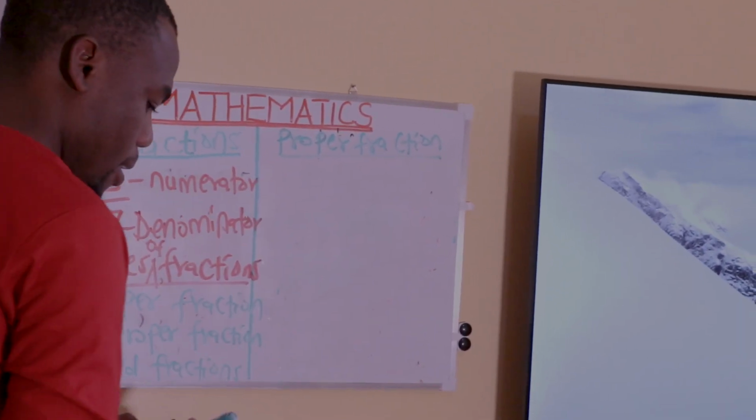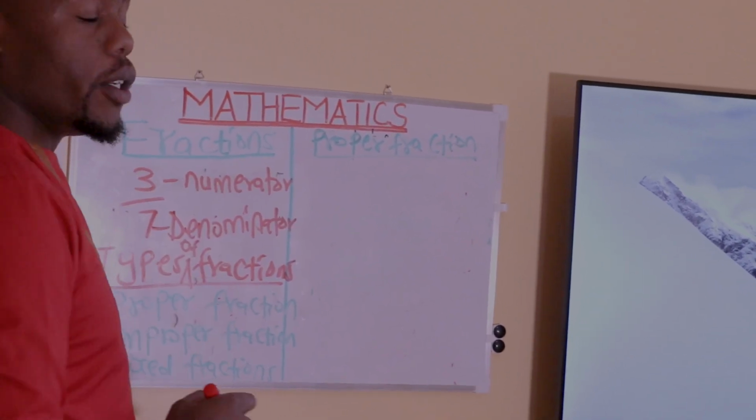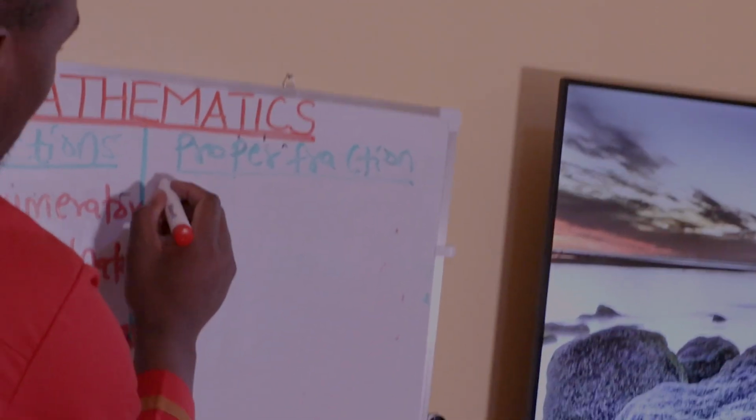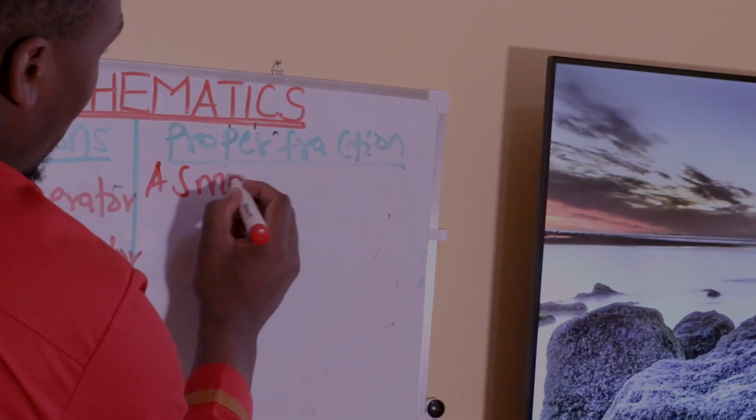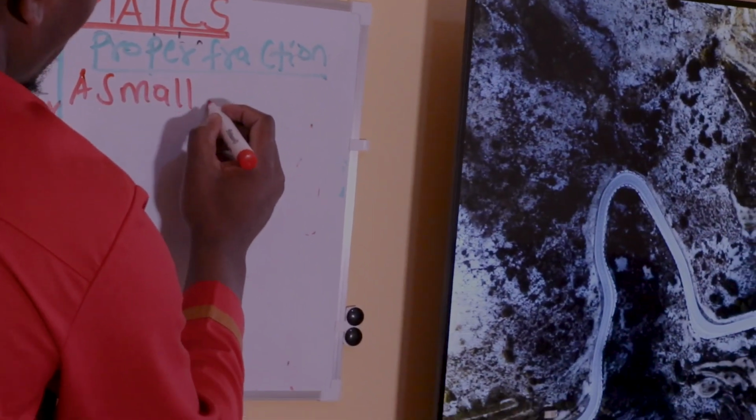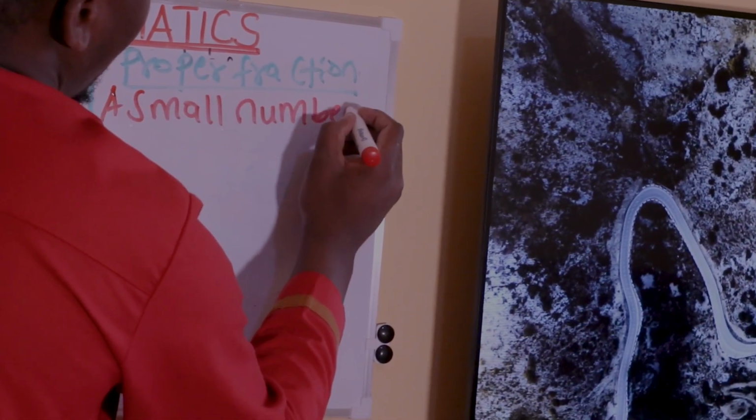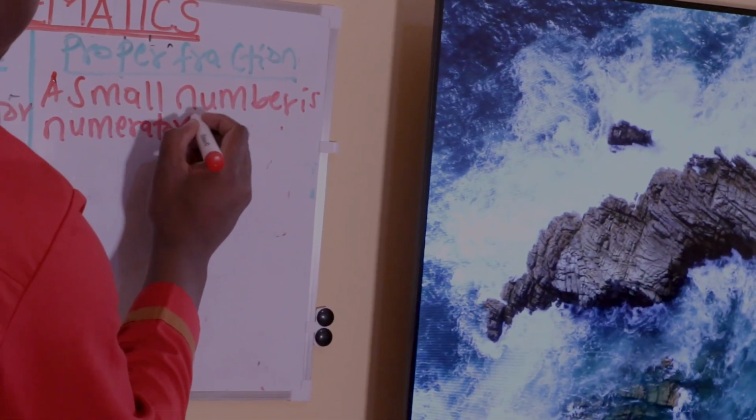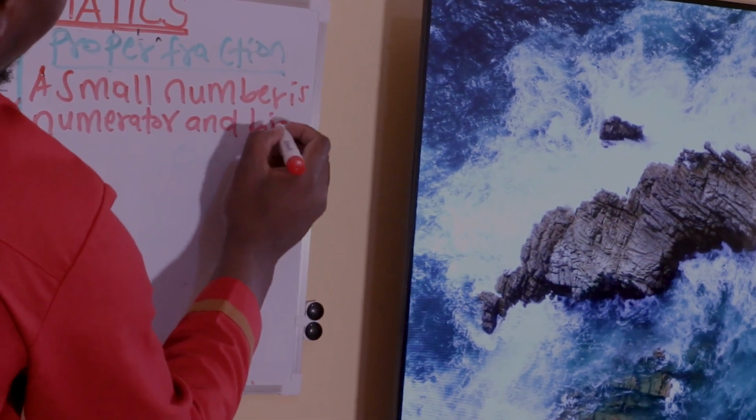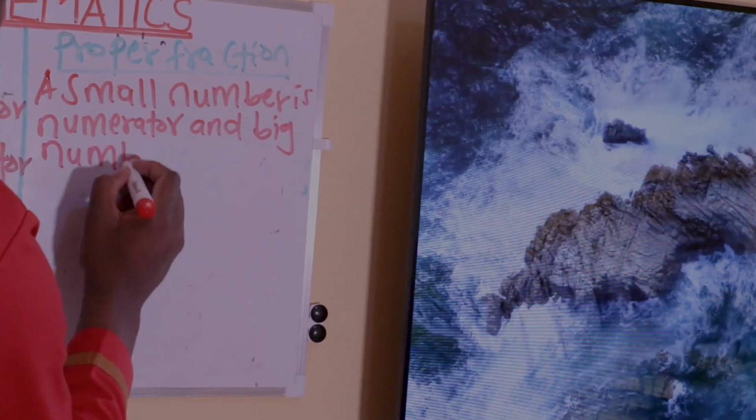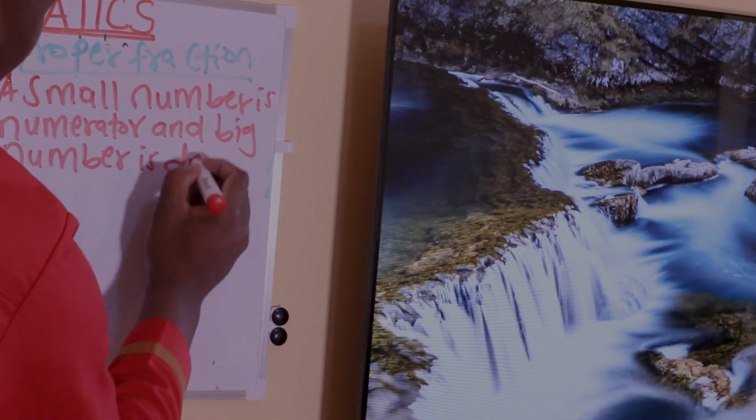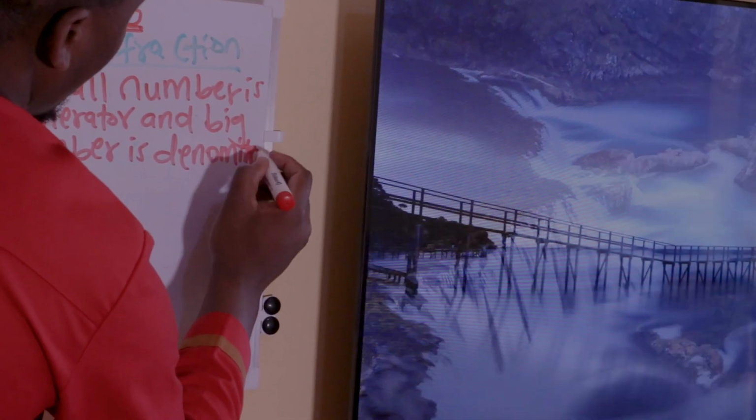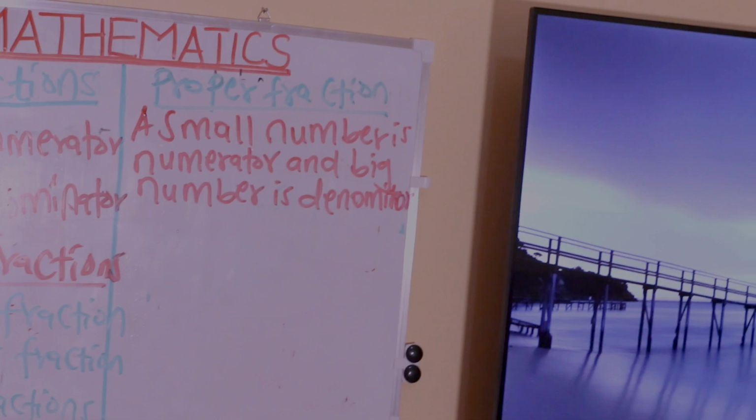As I told you earlier, the number on top is called the numerator and the number down is called the denominator. So a scenario where a small number is the numerator, and a big number is the denominator, is an example of a proper fraction.